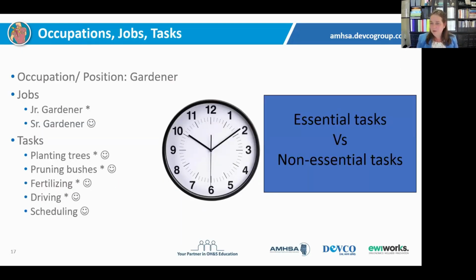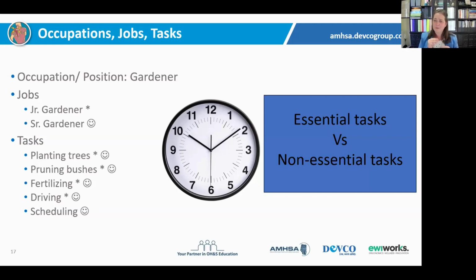Also just going to briefly talk about essential and non-essential tasks here, because with the gardener, depending on where this job is located, if it's for one particular facility and they need to get themselves there in the morning and they have to get themselves back at the end of the day, then driving is probably not an essential part of the job.